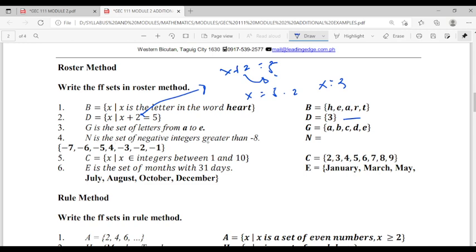N is the set of negative integers greater than negative 8. So, greater than means negative 7, negative 6, negative 5, negative 4, negative 3, negative 2, negative 1. Set of negative integers, so we stop at negative 1. X is an element of integers between 1 to 10, so starting from 2, 3, 4 until 9. Another, E is the set of months with 31 days. What are they? We have January, March, May, July, August, October, December.